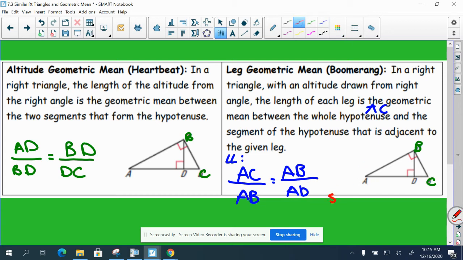And then for the short leg, we're going to use BC. So BC is the geometric mean between the whole hypotenuse, AC, again, so these two both use the whole hypotenuse, but it'll depend on what part of the hypotenuse it also uses, DC, whichever it's adjacent to. So DC is adjacent to BC, and AD is adjacent to AB. Sorry, you know what I mean. All right, let's do some practice.